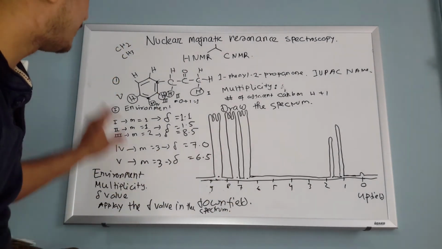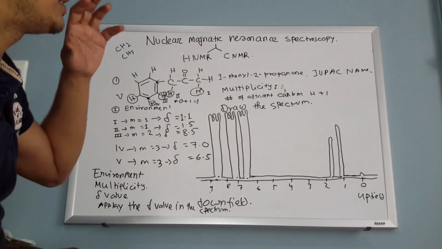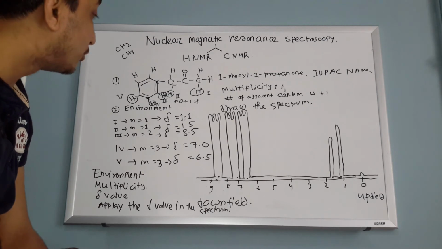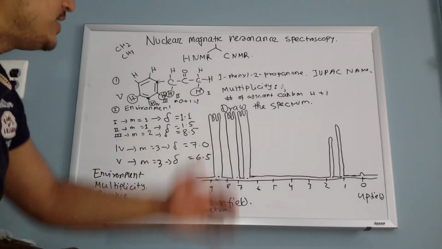That's it. Multiplicity is the number of adjacent carbon hydrogens plus 1. This is your formula to find out the multiplicity. And this is the HNMR.